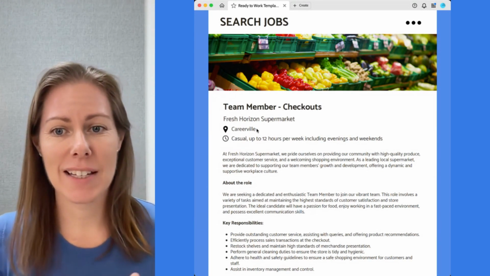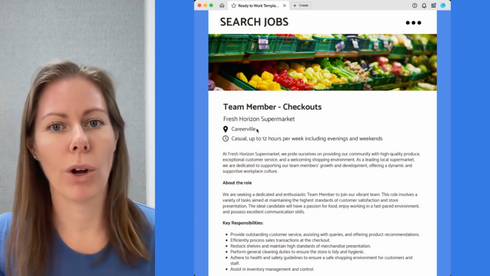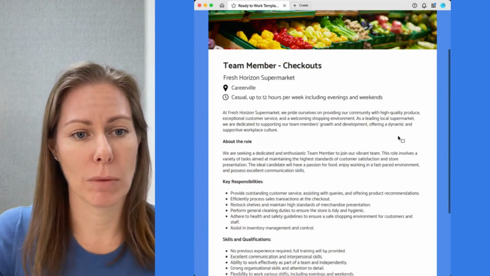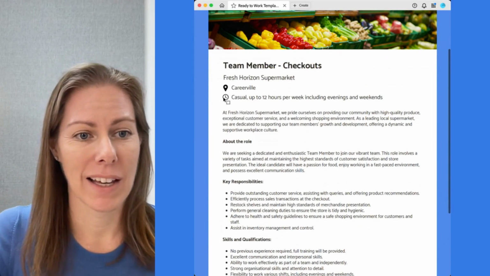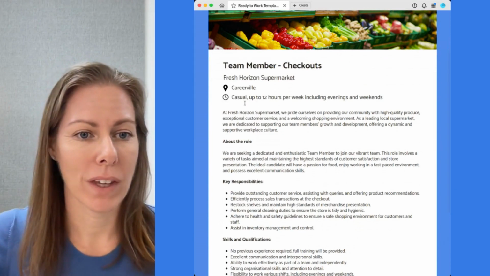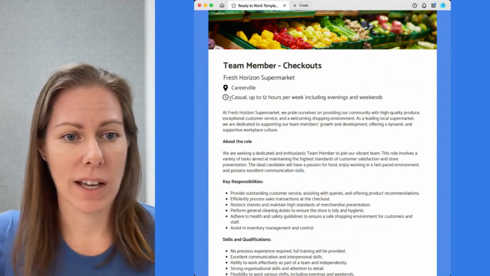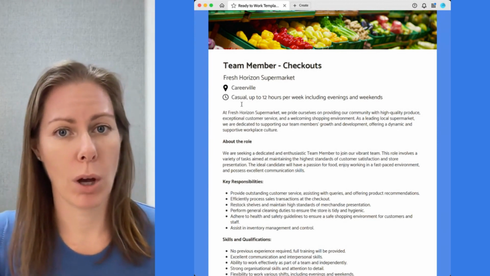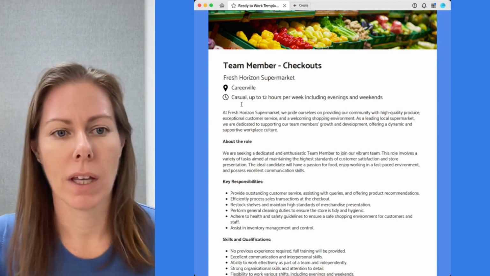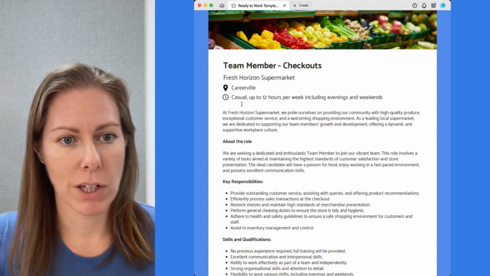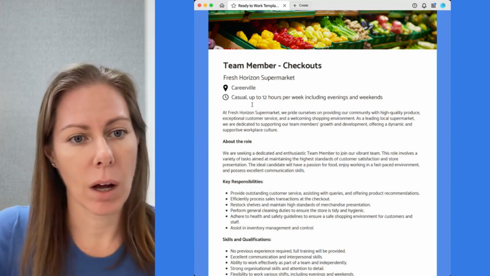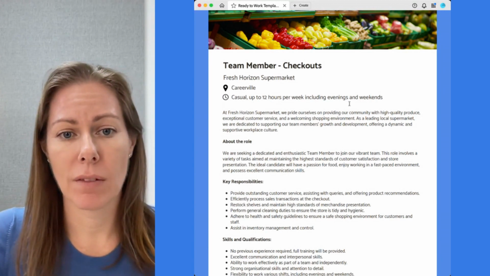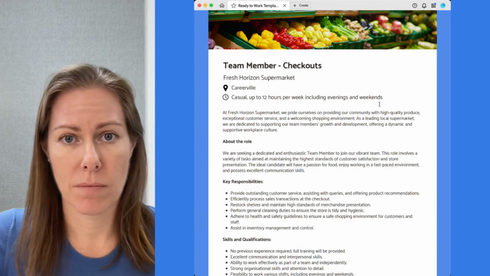Next question is, how many hours are they offering? What type of work are they actually offering? And this is another thing that we usually find right at the top of these job descriptions. In this case, it's here next to a little icon of a clock. And I can tell two things. I can tell that it's casual employment, which means I'm going to be under different conditions than if I was a permanent employee, maybe part-time. So that's told me a little bit of information. And I can also see that I'm going to be offered up to 12 hours per week, and it will include evening shifts and weekend shifts.